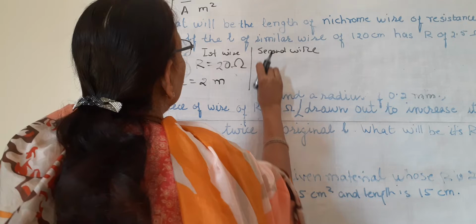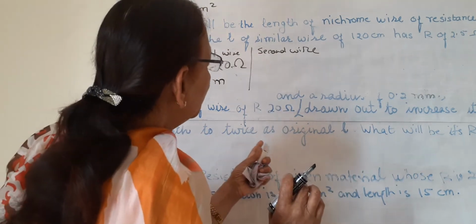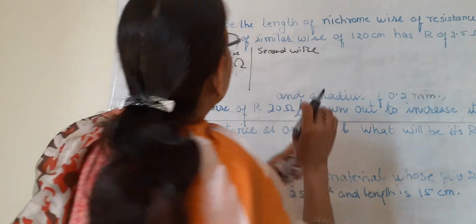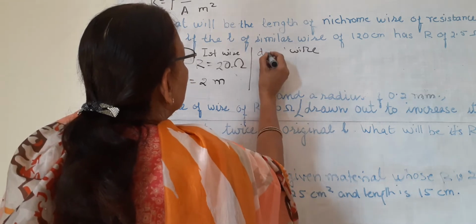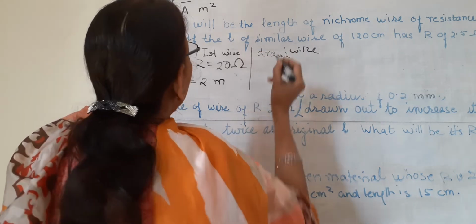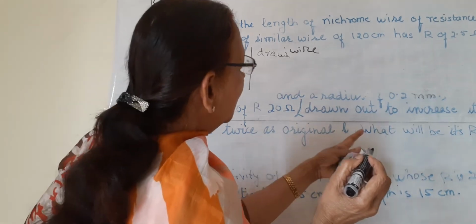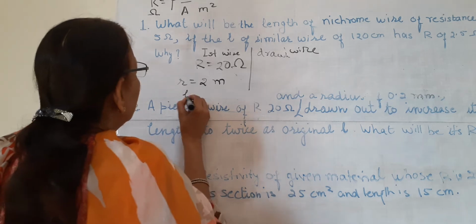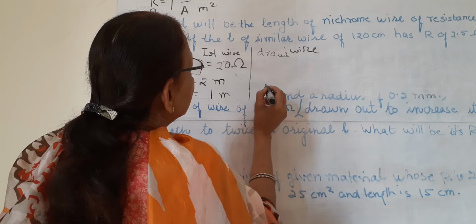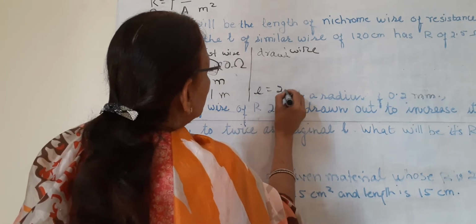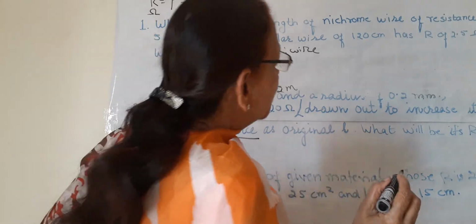Now when it is drawn to increase the length to twice the original, so this is not a second wire, this is a drawn wire. When it is drawn to increase the length to twice the original length, here we can write 1 meter. So the length is increased to 2 meters. The length is twice, so it is increased to 2 meters.